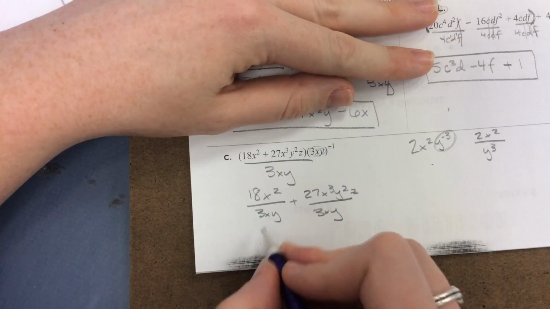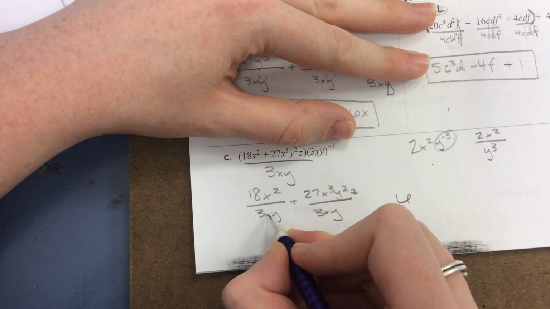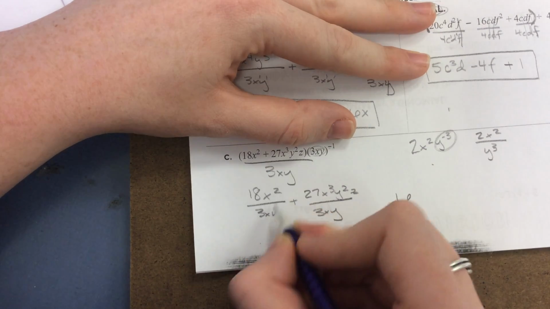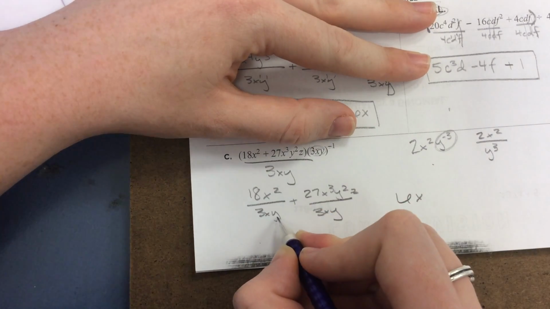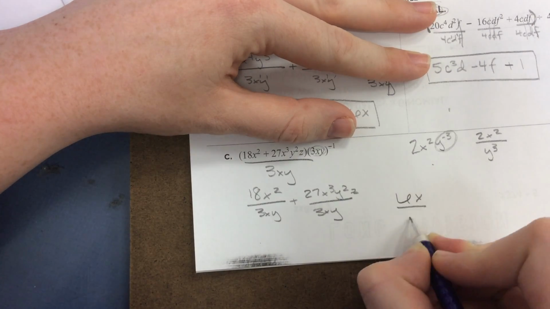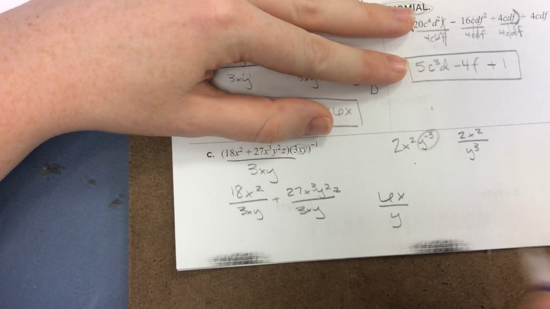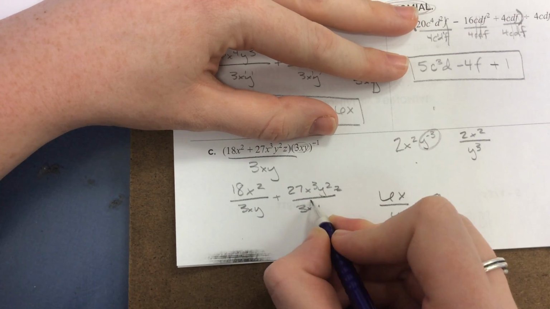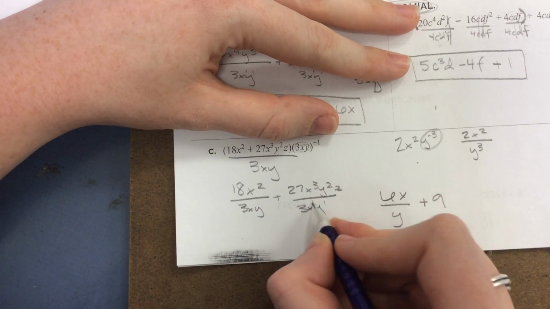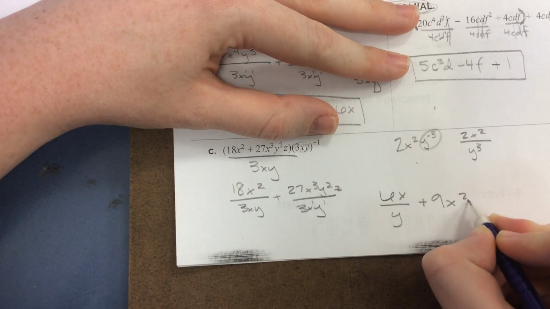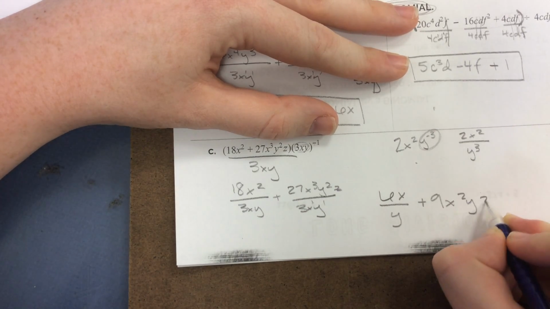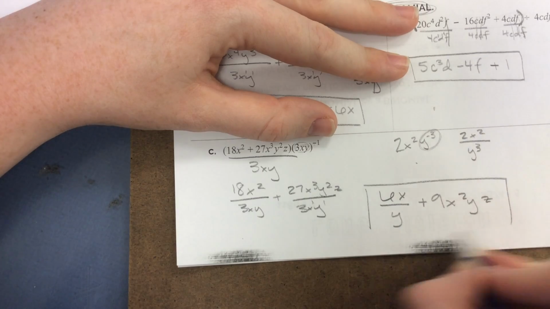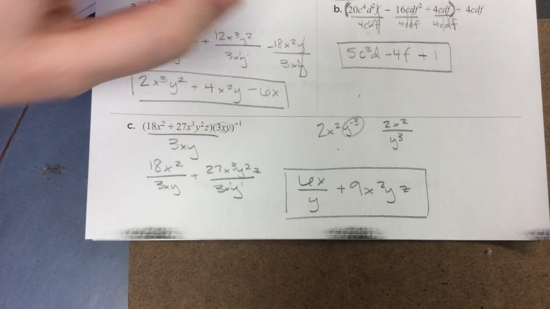And let's reduce that. 3 goes into 18 6 times. You subtract this. 2 minus 1 is 1, so I have 1x. But then I have a y, and it's left in the denominator. Okay, so we're going to leave it like that. Here, 3 goes into 27 9 times. When you subtract the exponents, 3 minus 1 is 2, so we got an x squared. We have a y left and a z. So here's the simplified expression for that.